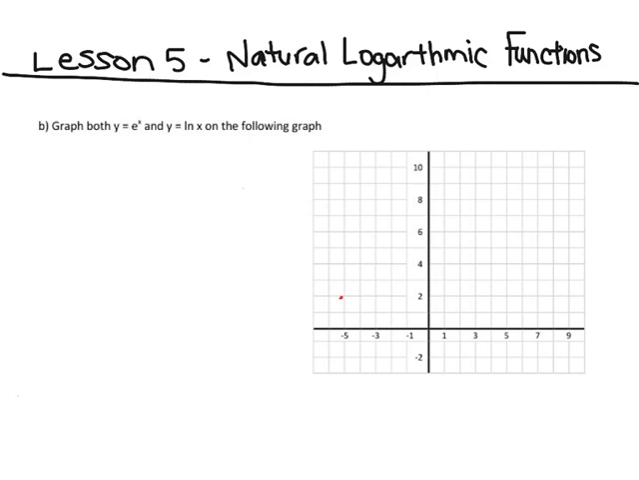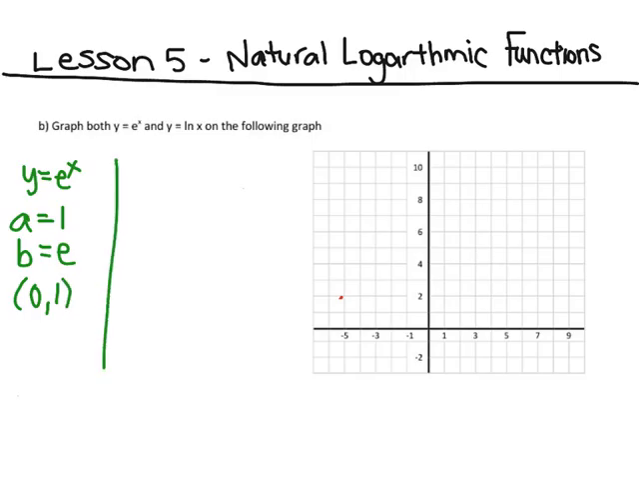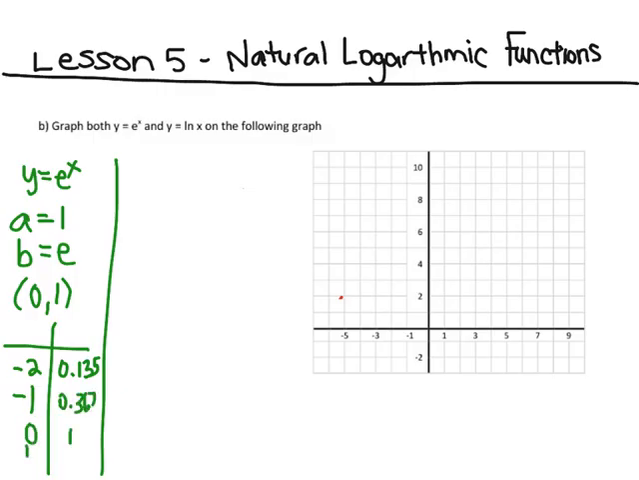The same goes for e and natural logarithms. So for the graph of y equals e to the power of x, we know our a is 1 and our b is e. So it goes through the point (0, 1) for our y-intercept. Making a quick table of values, we'd have -2 is 0.135, -1 is 0.367, 0 is 1, 1 is 2.7, and 2 is 7.39. So we'd graph this, it would look like this.